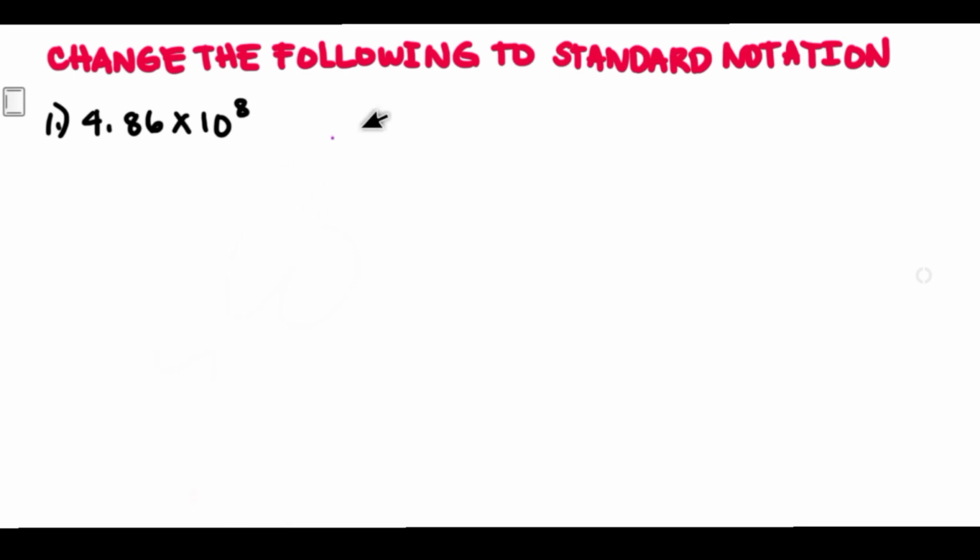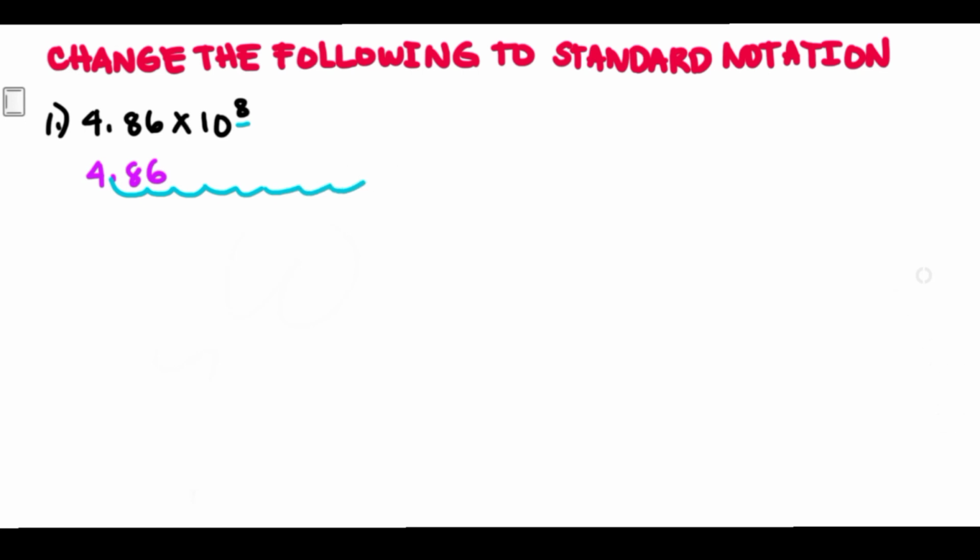So, we will now change the following to standard notation. Number 1 given is 4.86 times 10 raised to 8. So, expand daw natin siya. Paano natin gagawin yon? Copyin muna natin yung 4.86. The exponent 8 will tell us kung saan tayo pupunta. Since positive 8 siya, punta tayo sa kanan ng 8 beses. 1, 2, 3, 4, 5, 6, 7, and 8.